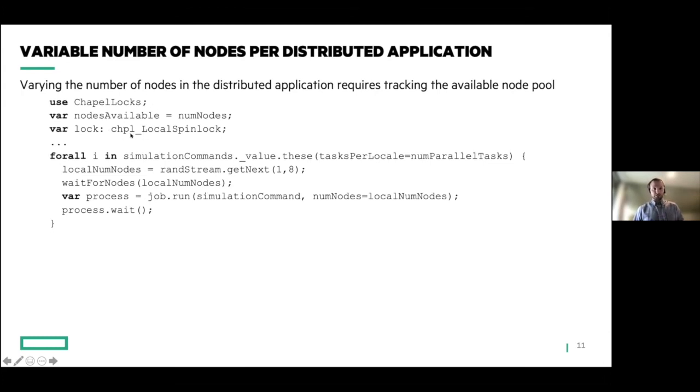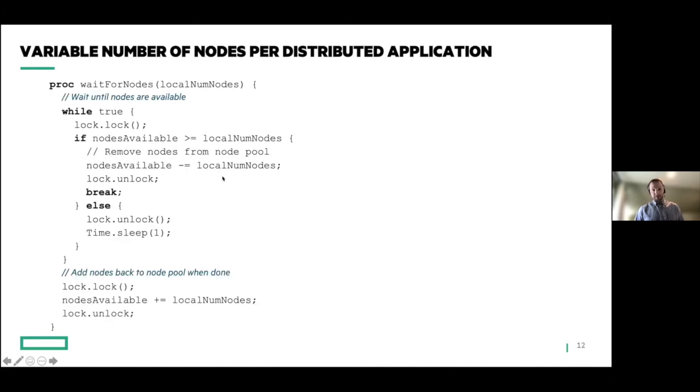So we're using the Chapel locks, and what we do is a forall over the simulation commands. As we did before, we're grabbing a local number of nodes from a random stream that we've defined somewhere, getting a random number between 1 and 8, and then we wait for those nodes to be available before we allocate, or before we run on them. And if we look at the next slide, we have the body of that wait for nodes function.